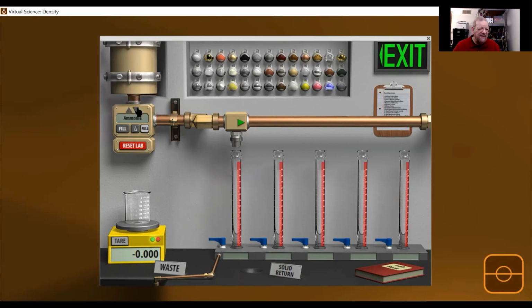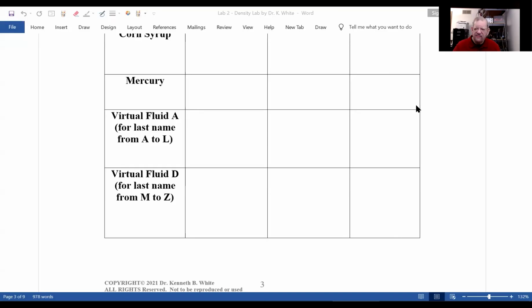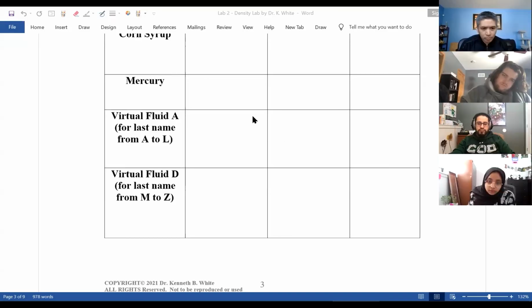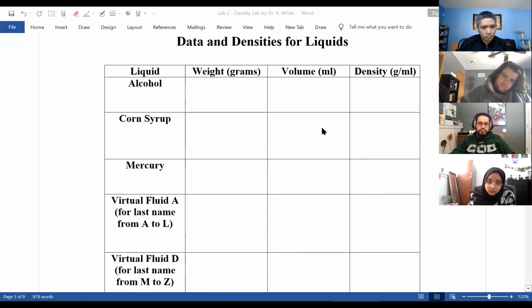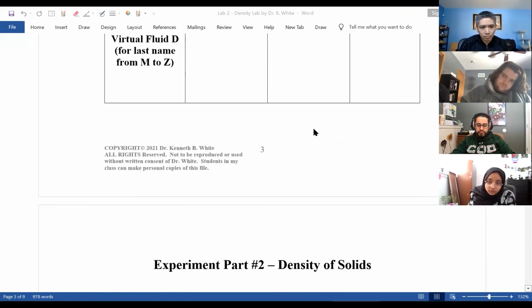Wrong way. Here's virtual D, C, and B, and A. And I gave you choice of 2 to do. And that's how you do density. And you'll fill the data in here. And that's part of what you'll hand in.